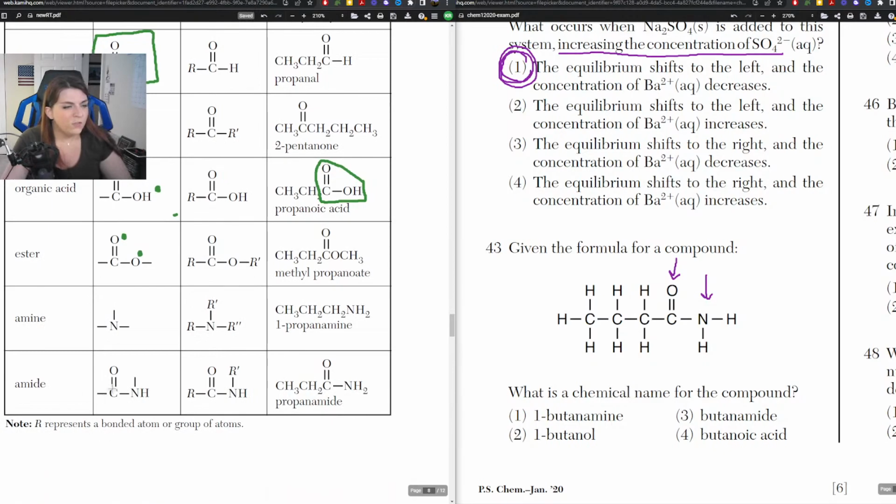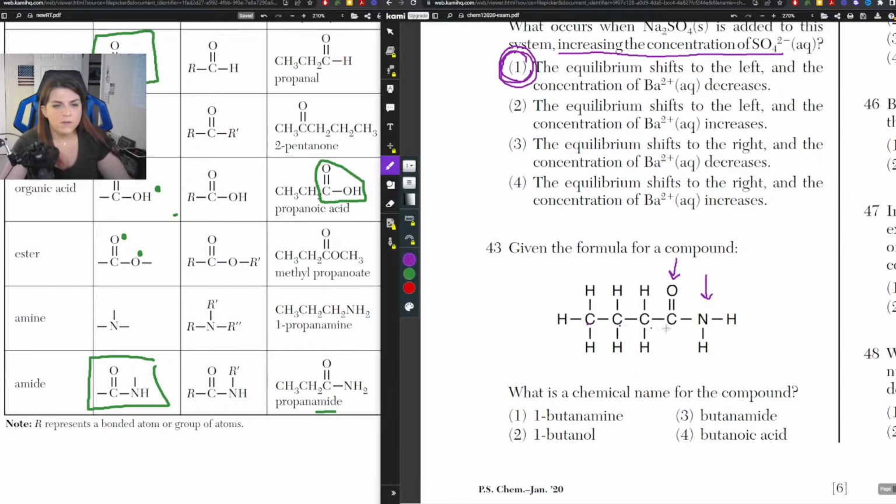So I am looking for this. Double bonded O with a nitrogen is going to be an amide. And because I have 1, 2, 3, 4 carbons, it would have to be butanamide. Butanoic acid would not have a nitrogen. Butanol would not have a nitrogen. And then butanamine would not have the oxygen. So that one would have to be butanamide.